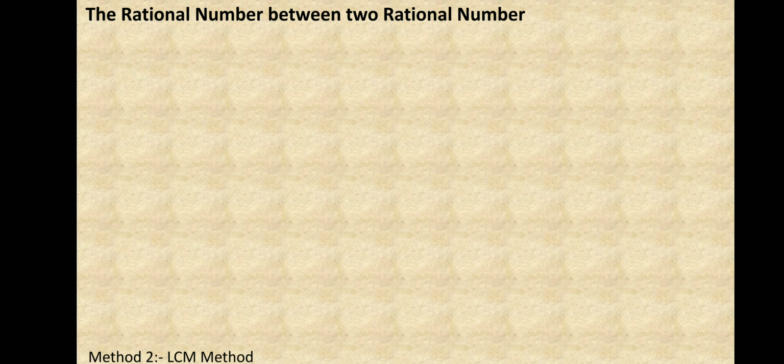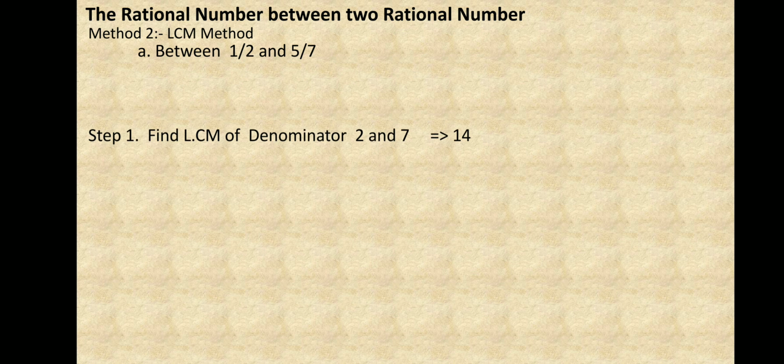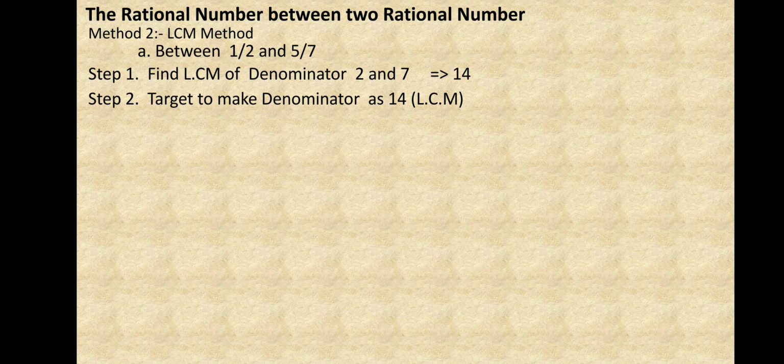Now let's go to finding a rational number between two numbers, the second method, and this is between two rational numbers themselves, which are 1 by 2 and 5 by 7. Let's see it. What should you do first? You have to find the LCM of the denominators, and here the denominators are 2 and 7. So what is the LCM of 2 and 7? It is 14. Am I right? So now 14 is going to be your denominator.